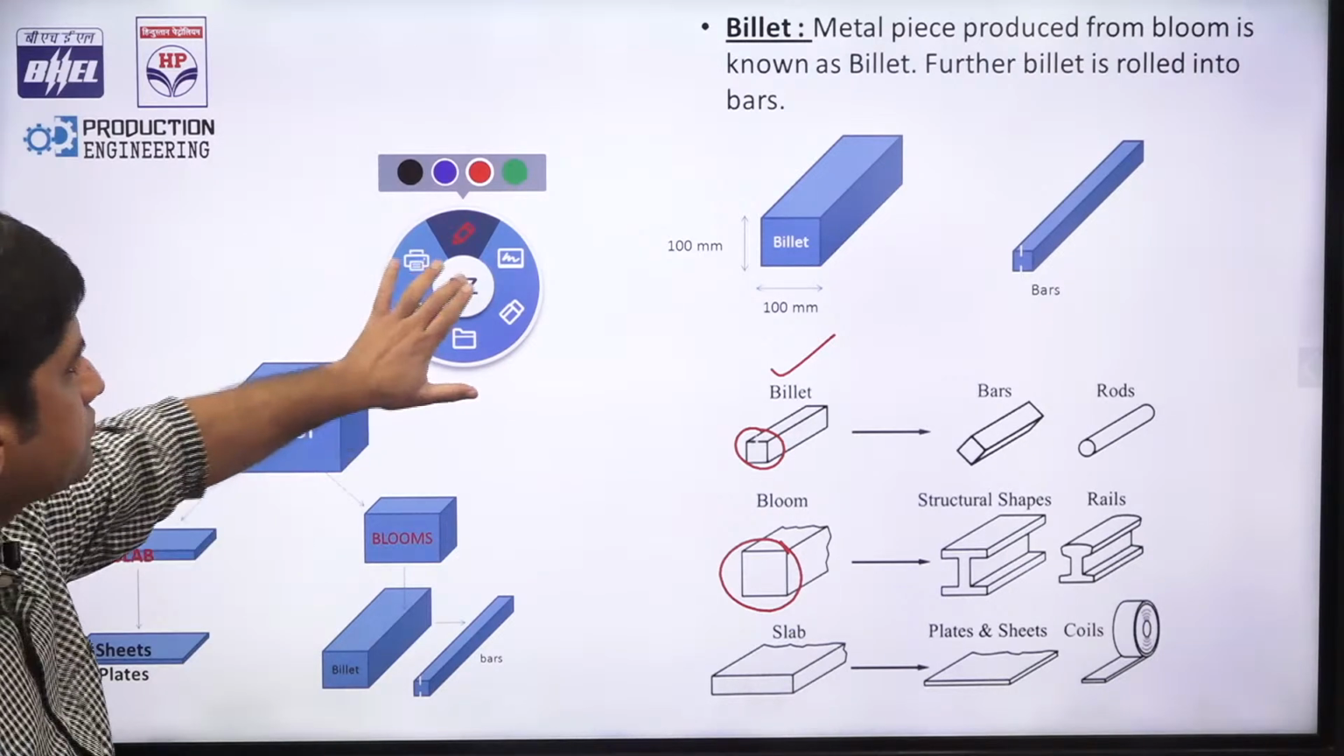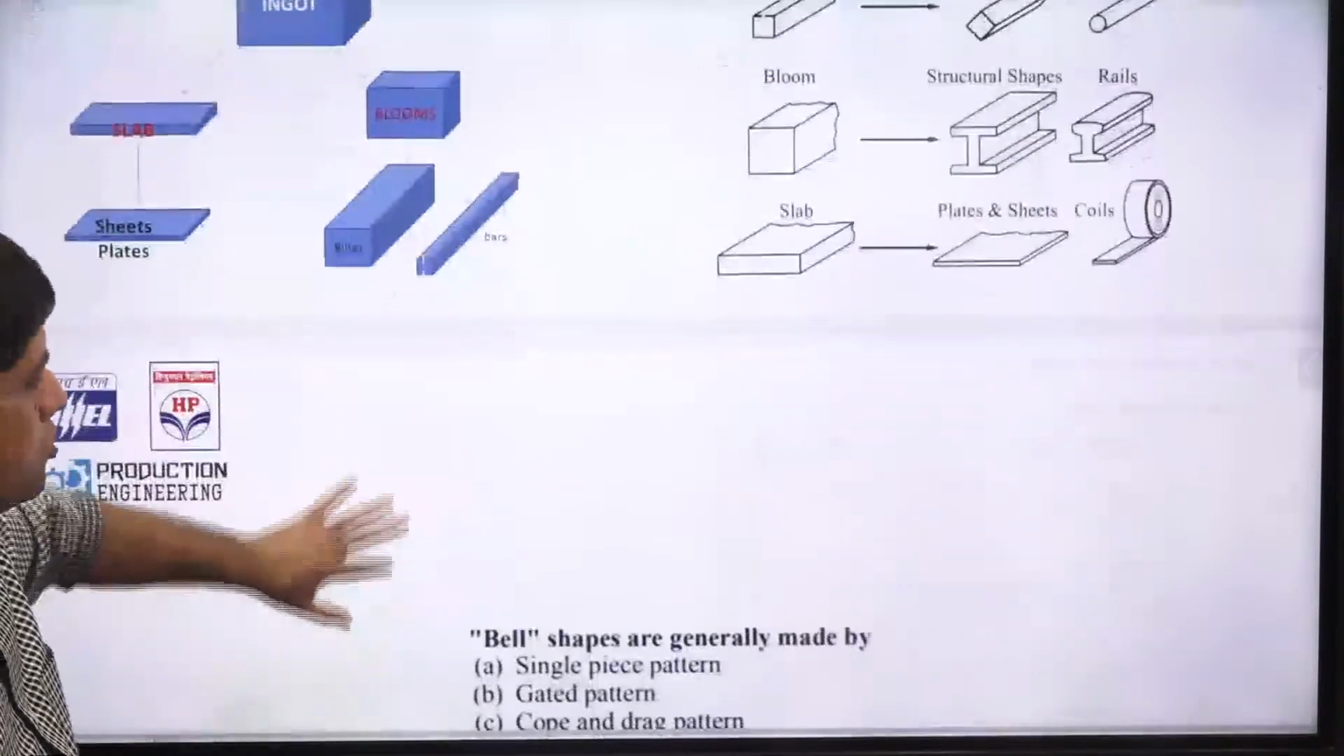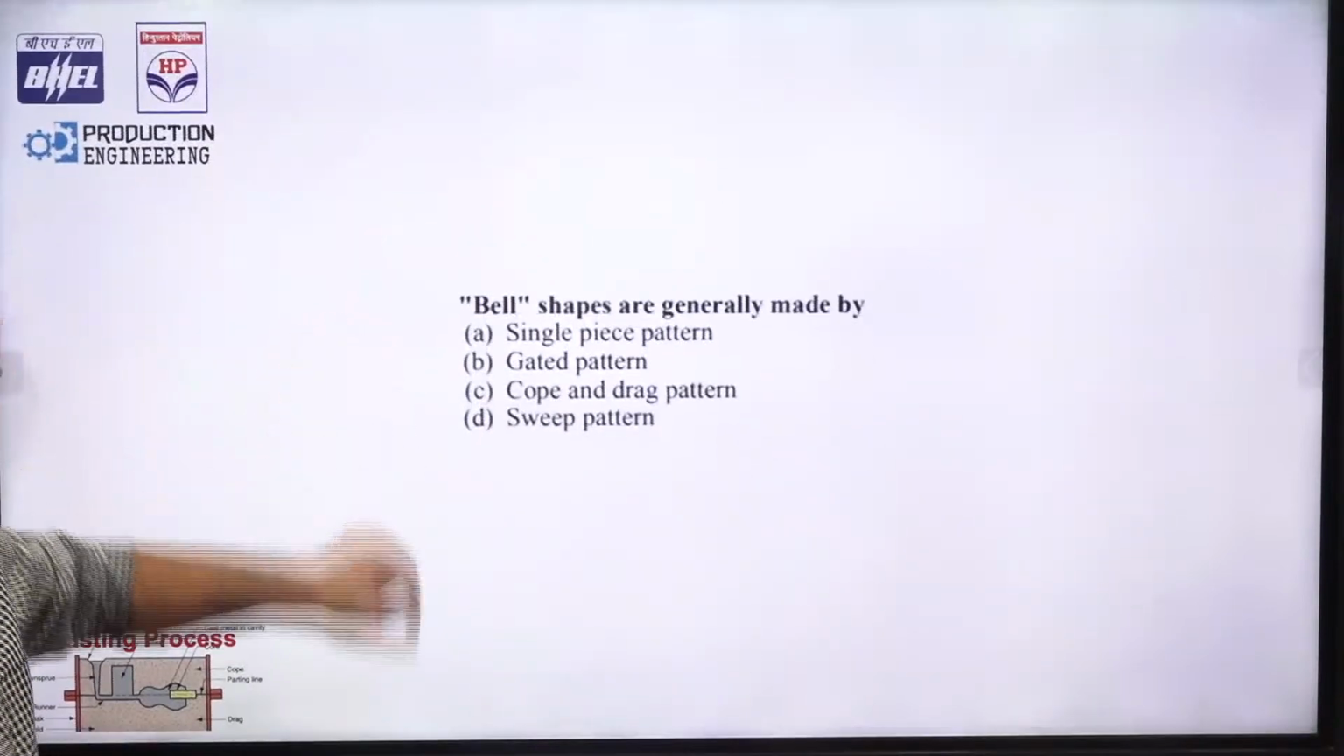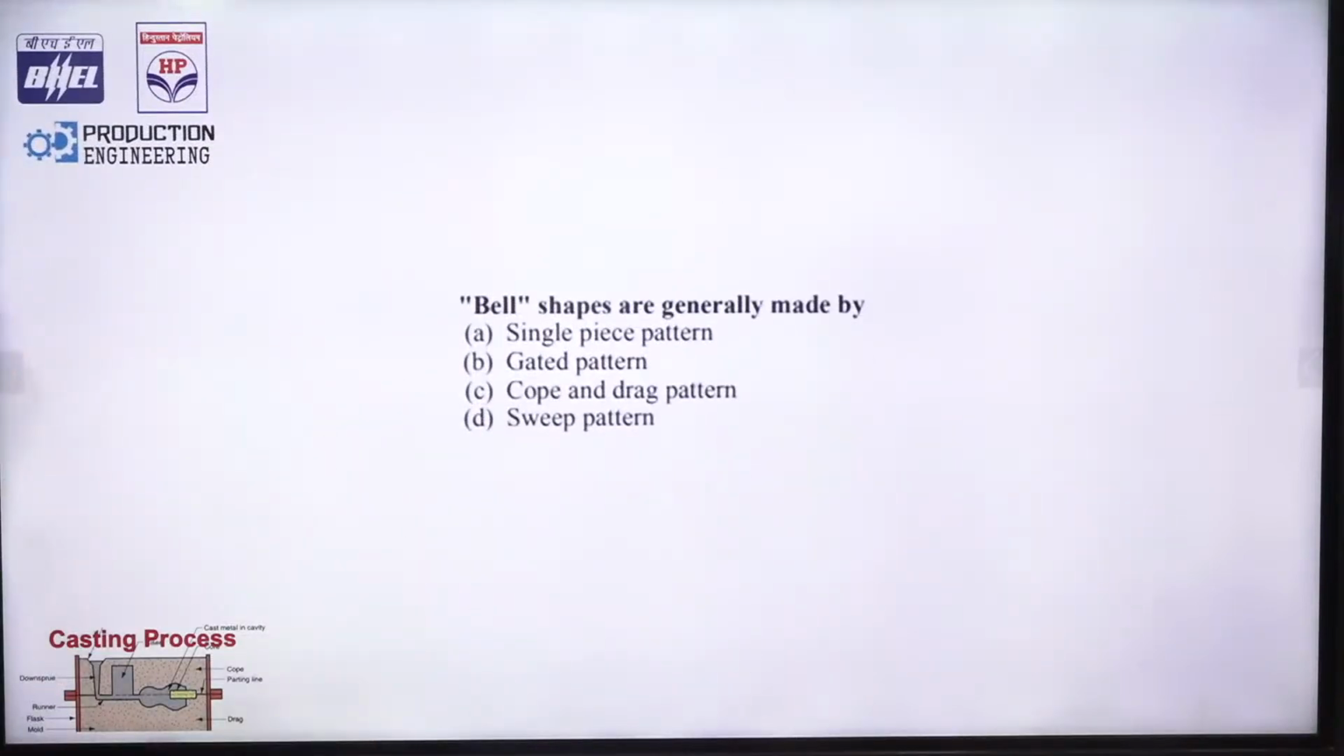Done? Yeah. So let's go for next. Bell shapes are generally made by which kind of pattern? Which pattern is used to make the bell shape? Tell me which pattern can be used to make the bell shape. Give the answer to this.